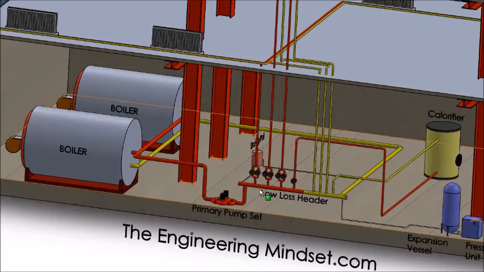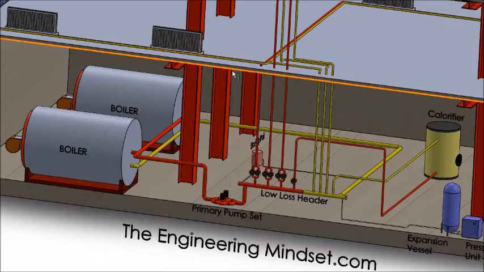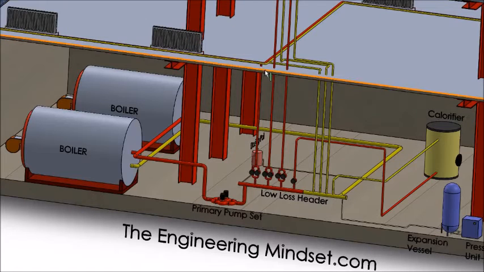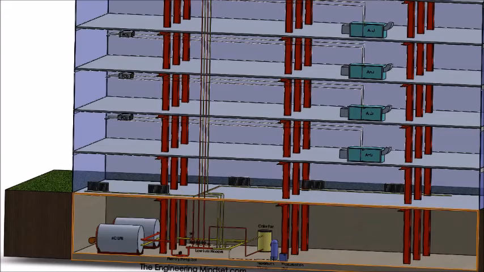So these secondary circuits will take the water from this low loss header and push that up to where it's needed. You can see in this first loop it's going off and feeding some radiators on the first floor, or the ground floor even, and that water is then returning down for this one to the other side of the low loss header.